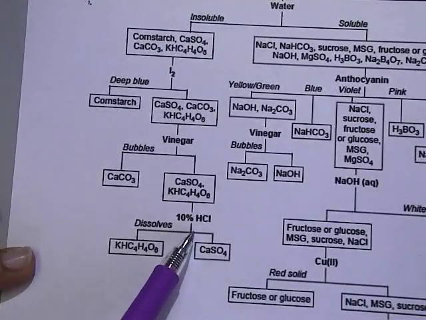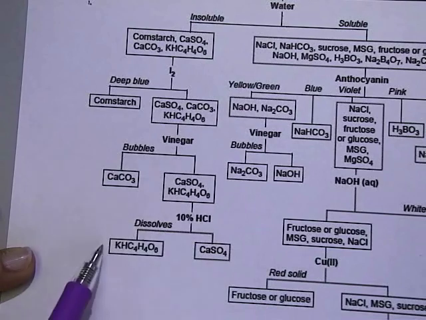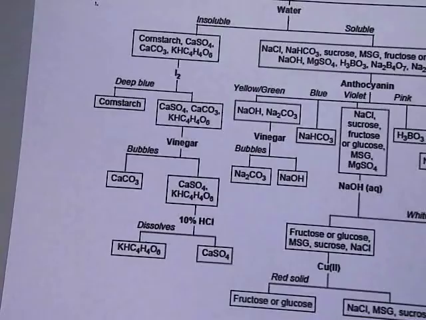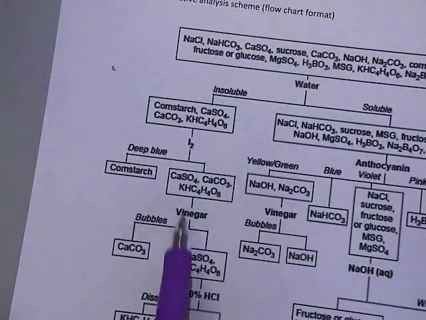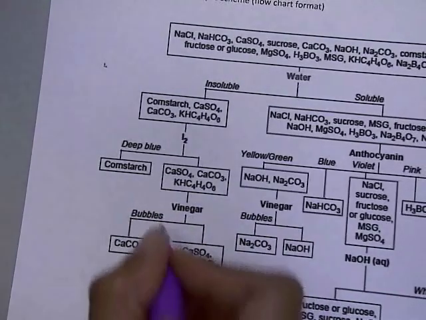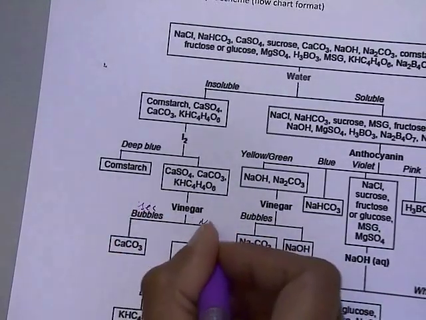How does it react with 10% HCl? If it fully dissolves, it's this compound. If it does not, it's this compound. So that's an example of a chemical flowchart, except you should actually ask questions here. Don't just write vinegar. You should say, does it produce bubbles when it reacts with vinegar? Yes, no. I hope this is clear. Please ask your lab instructors if you have any questions.